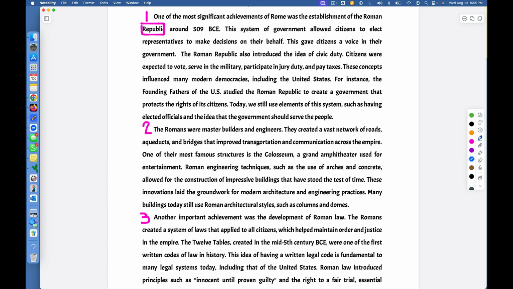The second one was building and engineering. So I'll just box that up. And then the third one is Roman law. So now when I find some details about each of these, I'm going to color code those details.